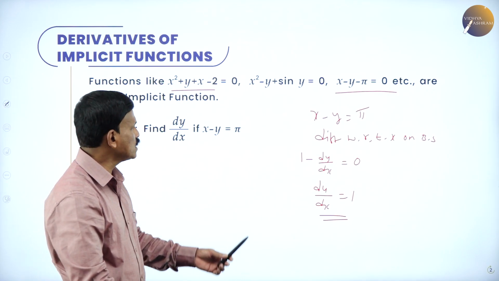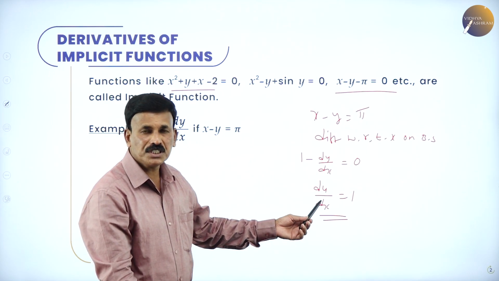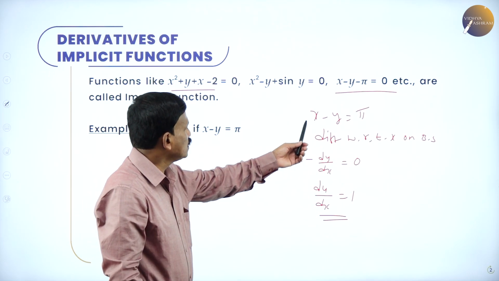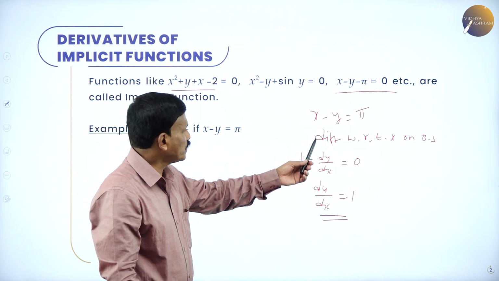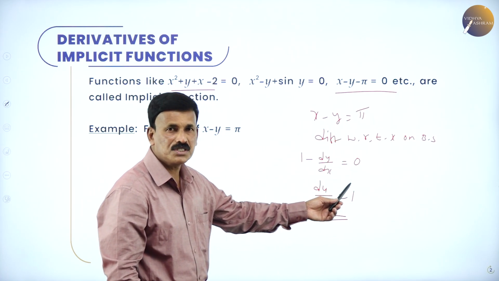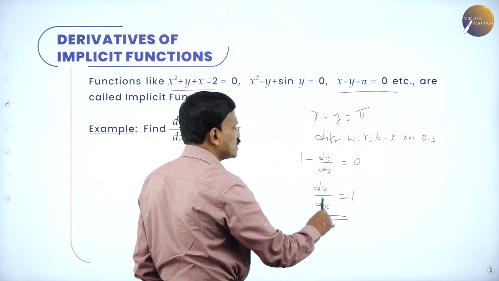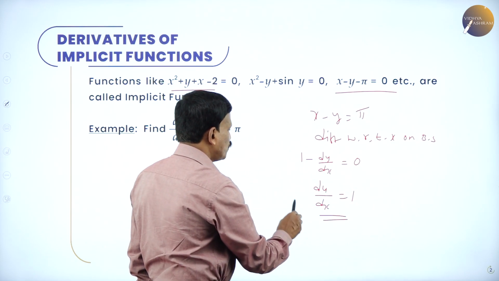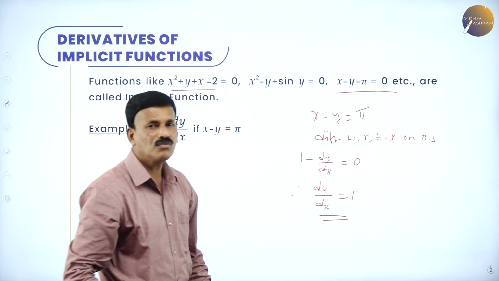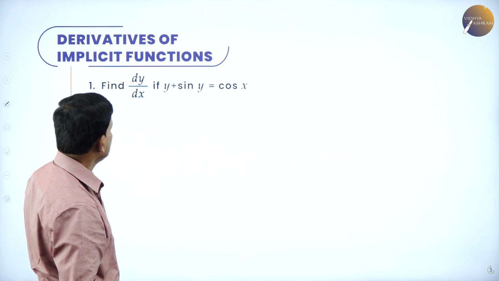A 1-mark question, very easy. What is given? x minus y is equal to pi. Differentiating with respect to x on both sides, differentiation of x is 1, differentiation of y is dy by dx, and the derivative of the constant pi is 0. Transfer this: minus dy by dx becomes plus dy by dx on the right hand side. Therefore dy by dx is equal to 1 is the required answer. Very simple problem. Now let us come to the next problem.